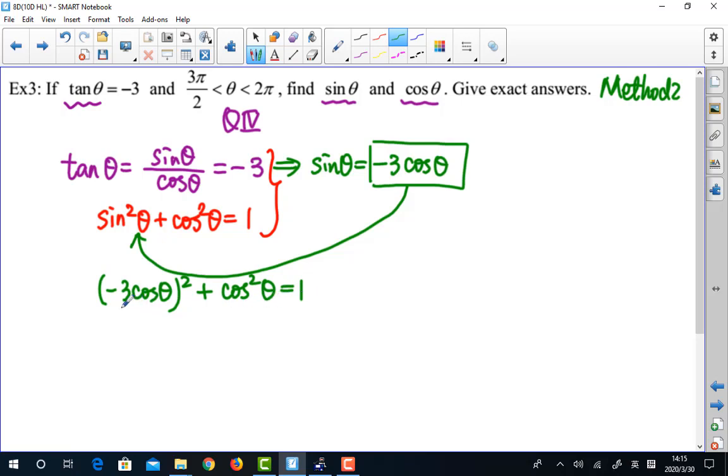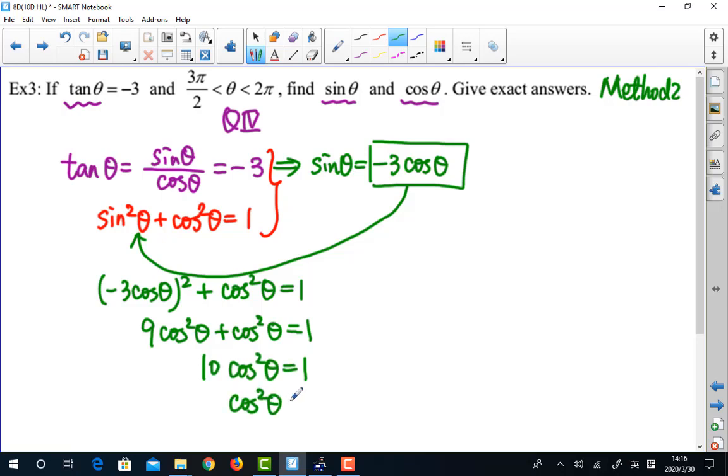Simplify this equation on the left side. This one should be 9 cosine squared theta plus cosine squared theta equals 1. Combine the like terms. You also can combine like terms for trig ratios, just like 9x squared plus x squared. So 9 cosine squared theta plus cosine squared theta equals 10 cosine squared theta equals 1. Cosine squared theta equals 1 over 10.